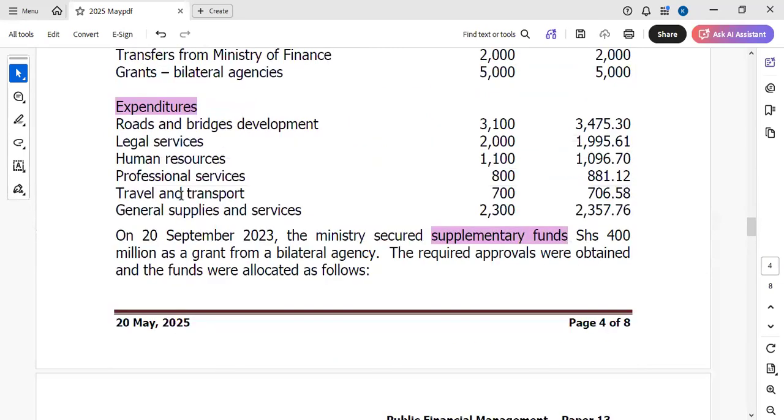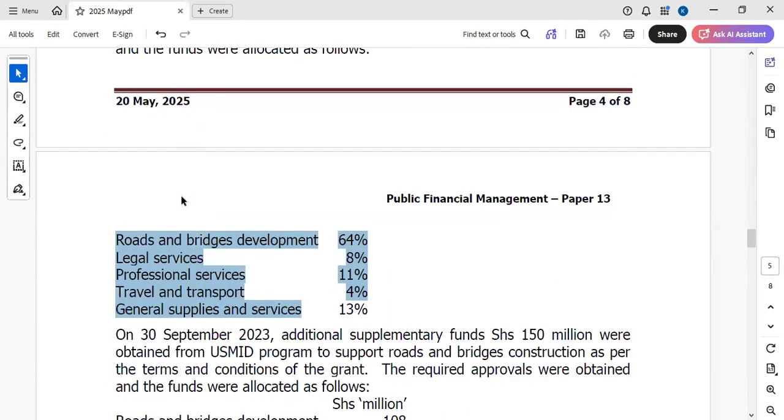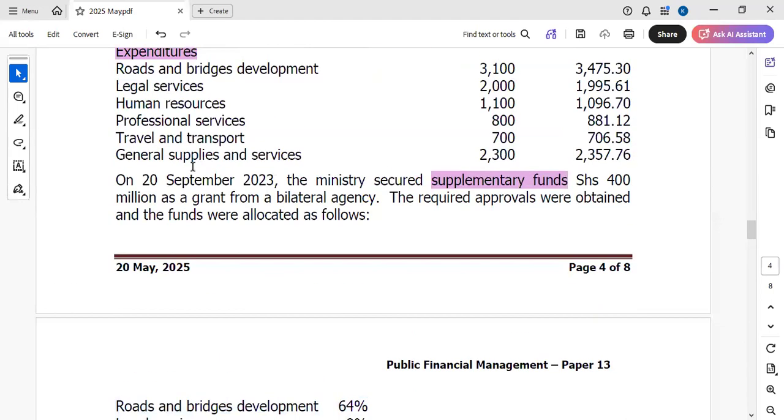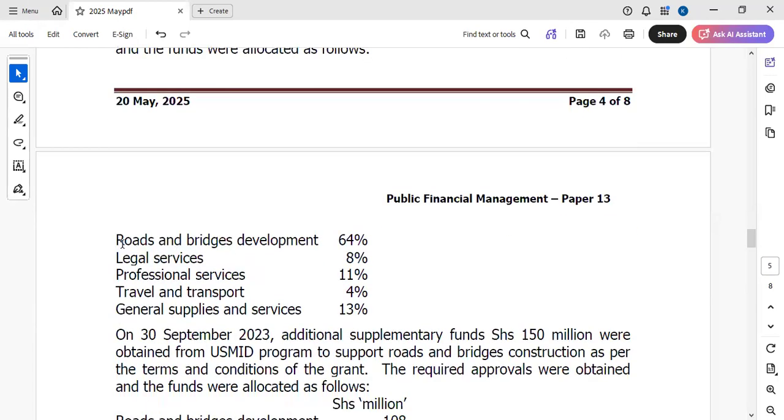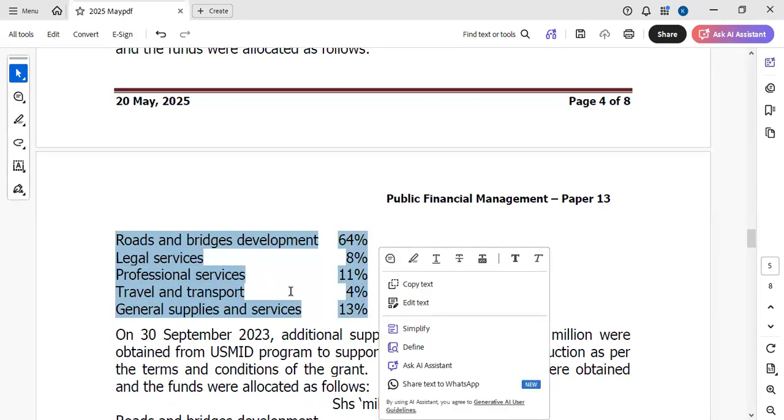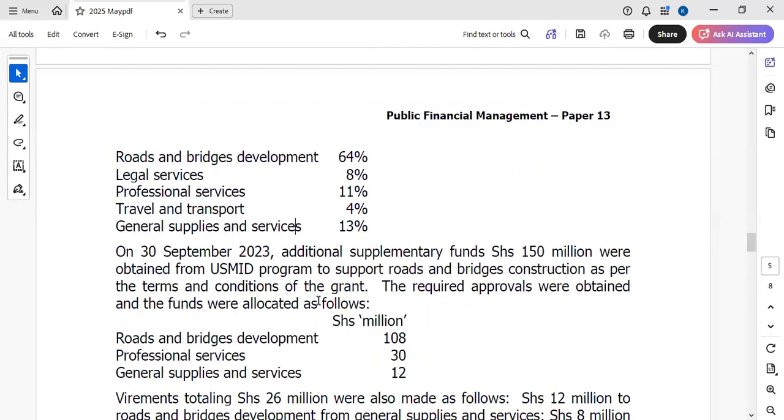The budget will not be adjusted. For example, here we have the human resource expenditure item. But here we don't have human resource. So it means that the human resource amount will not be adjusted.